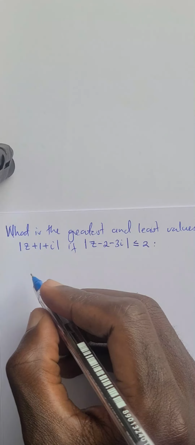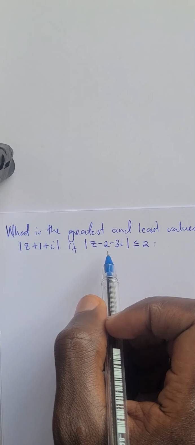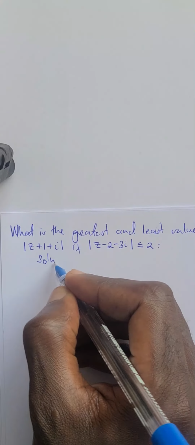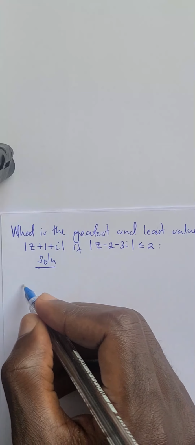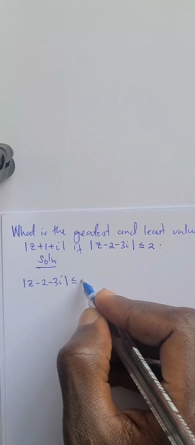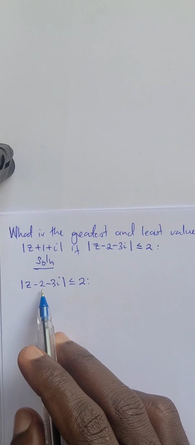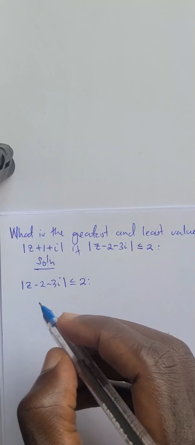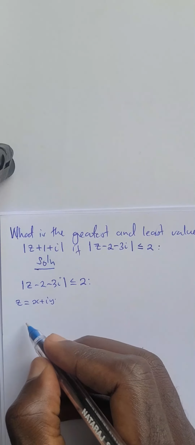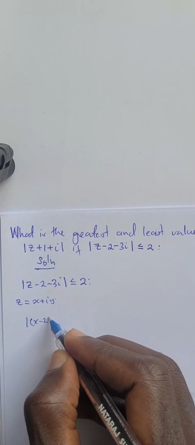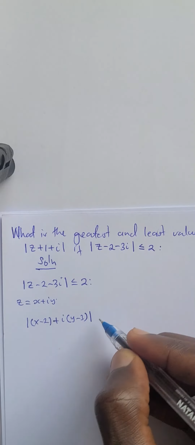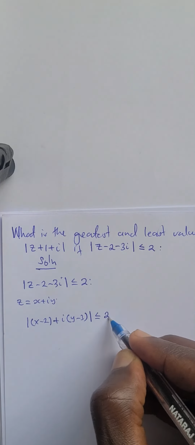So now this one, I start by getting the center and radius for this. In my solution, you can clearly see that this complex number is going to be a circle. Let my z be x plus iy. Then I substitute here, then plus i into y minus 3. That's all equal to 2.